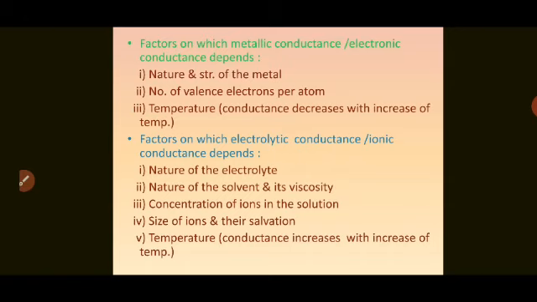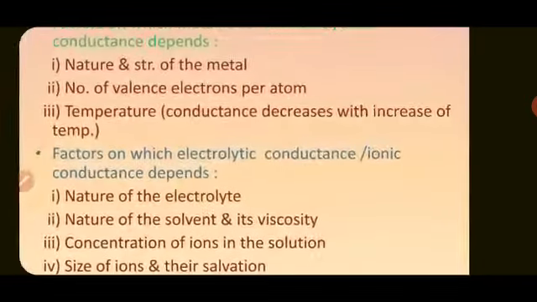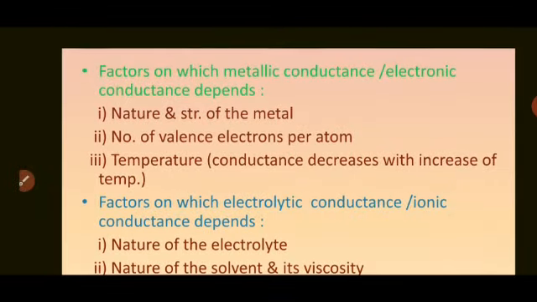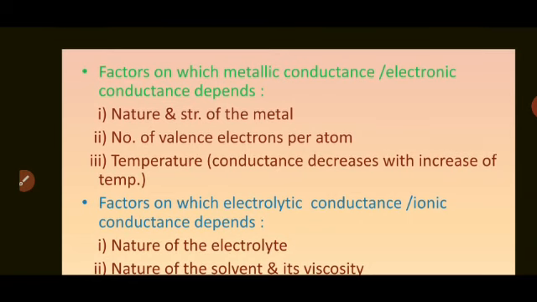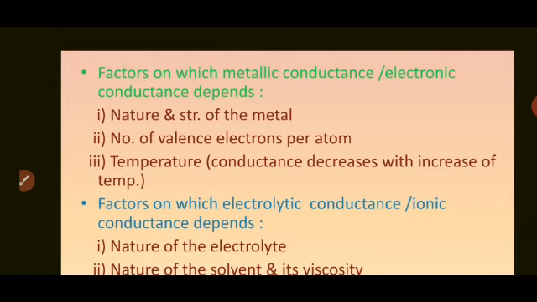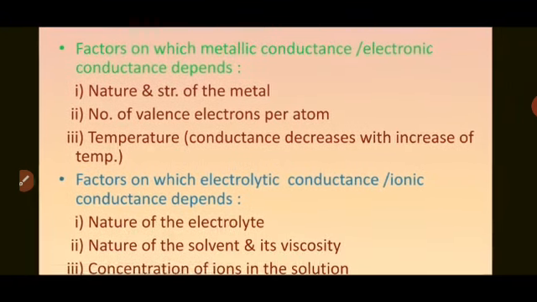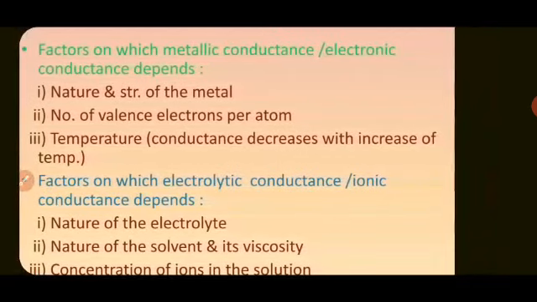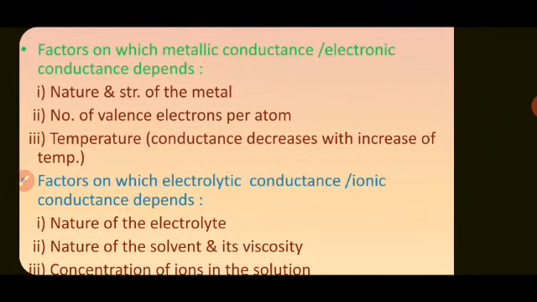Now which are the factors on which the metallic conductance or electronic conductance depends? That is nature and structure of the metal, number of valence electrons per atom, then temperature. Here one note is given in the bracket: conductance decreases with increase of temperature. Means if we heat the metal, then the conductance decreases.